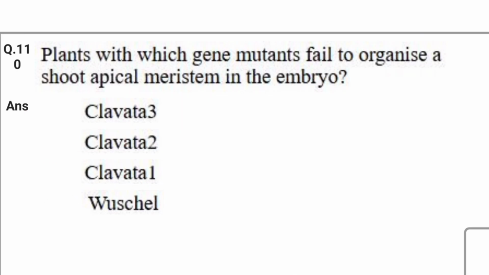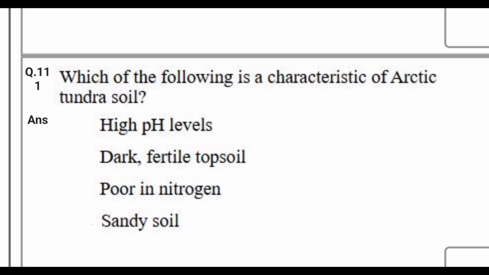Plants with which gene mutants fail to organize a shoot apical meristem in the embryo? Options are clavata 3, clavata 2, clavata 1, ooze shell. For this, the correct answer is the fourth one. Ooze shell is the correct answer. Let's see the next question.